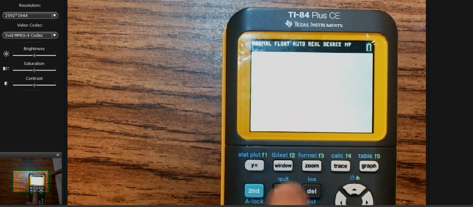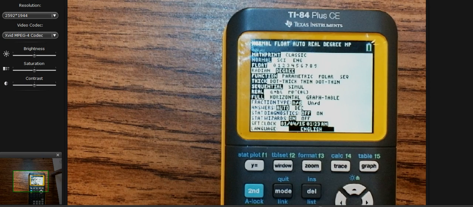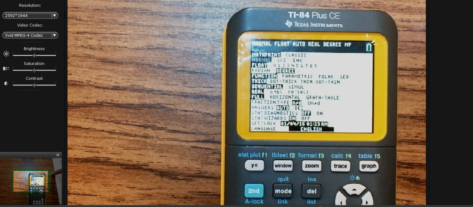Go to the mode button right here, next to your second. I call it the Edna button. Edna mode. Thank you very much, my incredible fans out there. All right. Make sure that your calculator is switched to degree mode. Degree mode. You do not want it in radian mode.